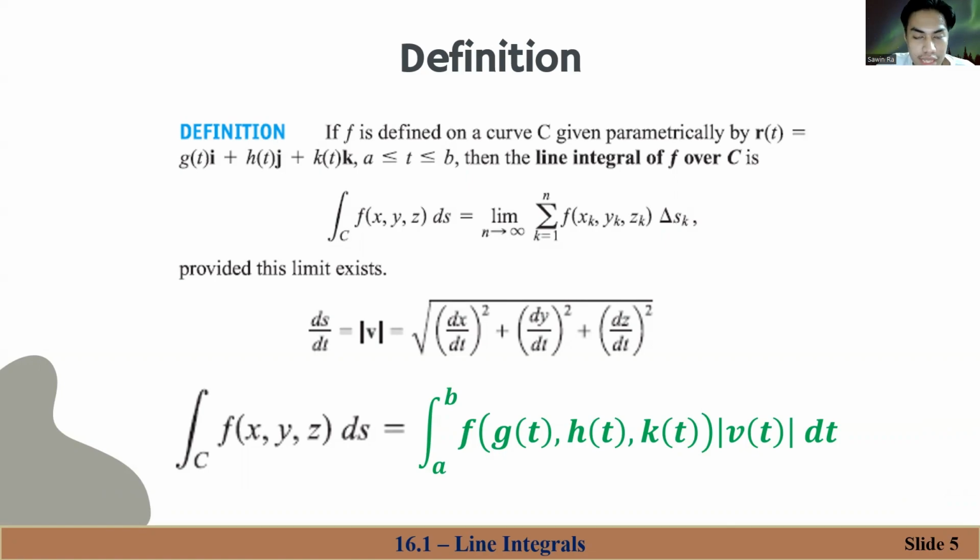So from that, we can plug it back into the old equation, which was the integral over C of the function at point x, y, z ds. We turn it into a new integral, which is the integral from a to b of the function at point g of t, h of t, and k of t multiplied by the norm of v of t dt.